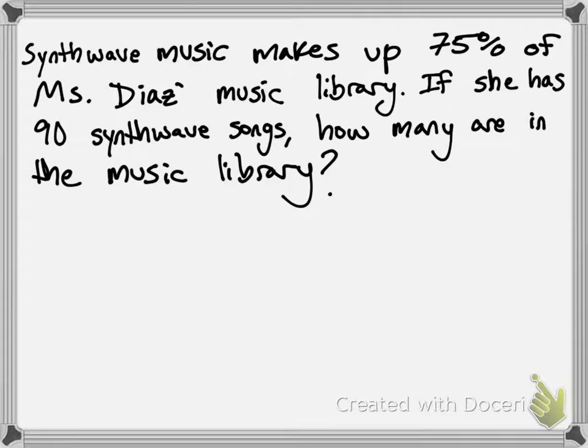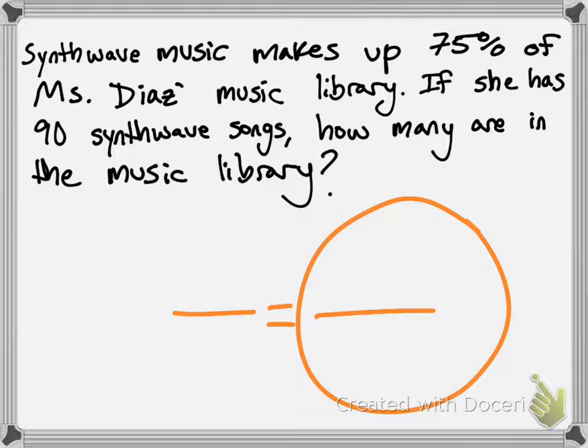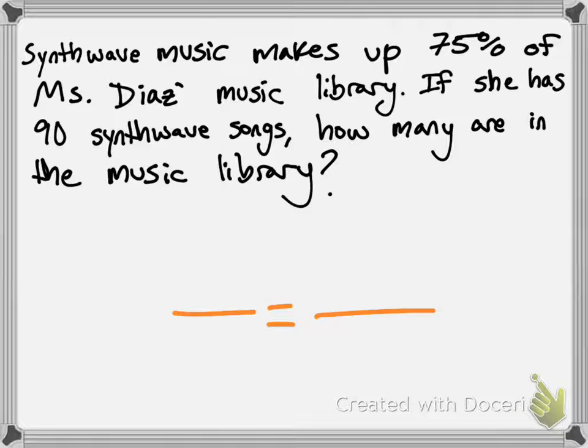Synthwave music makes up 75% of Miss Diaz's music library. If she has 90 synthwave songs, how many are in the music library? We don't see "is over of" here, but we do see parts over whole. First of all, what's going to go on this side? Lucas? I was gonna say 75% over 100.